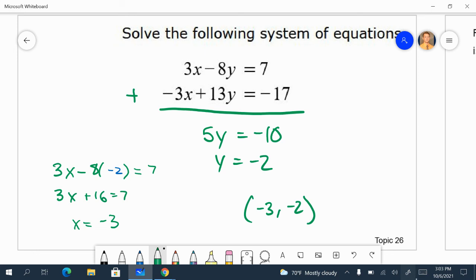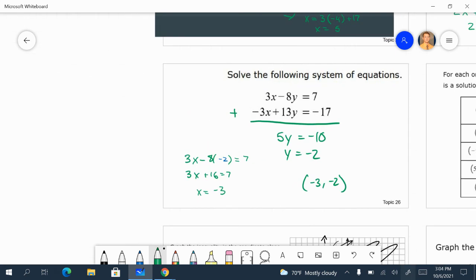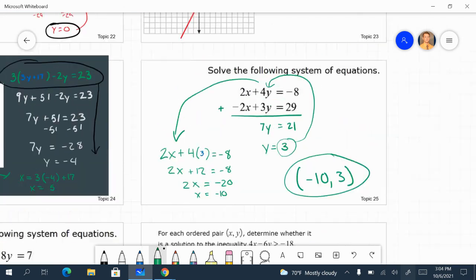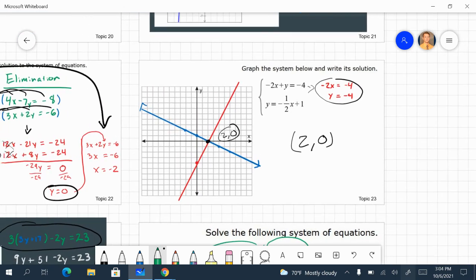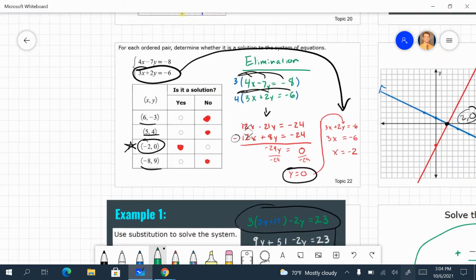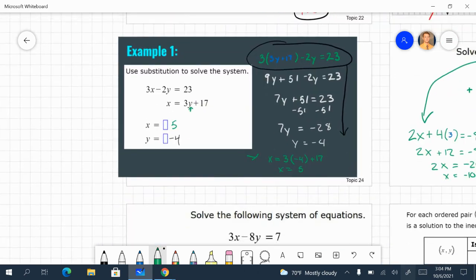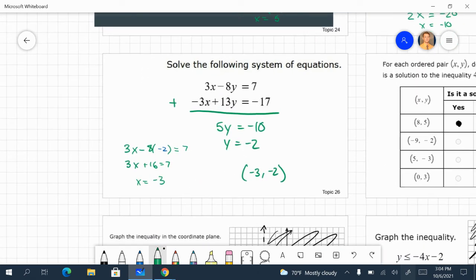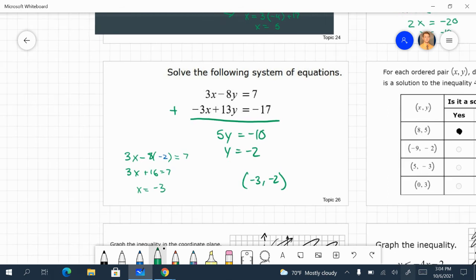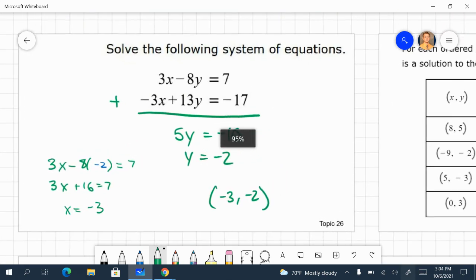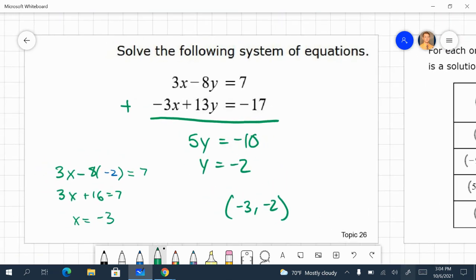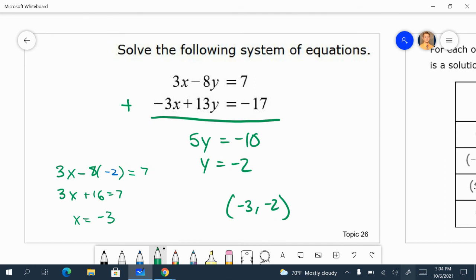But let's say I couldn't get rid of something. I could multiply the entire equation by another number. I did that before, on topic number 22. So go back and listen to topic number 22 if you're a little confused on what I'm talking about here. Otherwise, this is pretty similar to topic number 25, so I would check that one out as well.